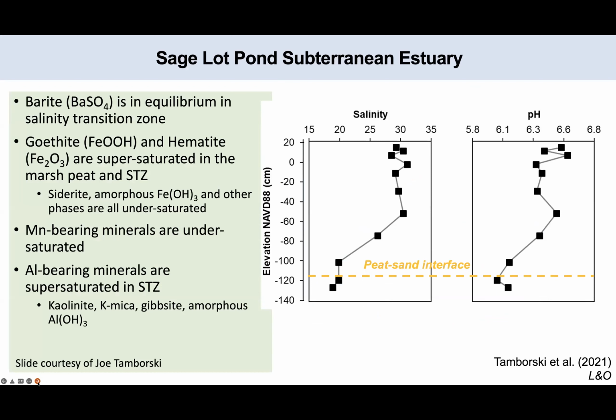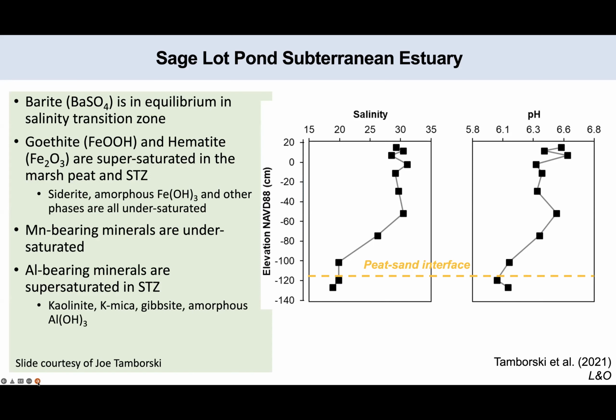He's been working with me on this, and we're looking at doing some FREAK modeling of the subterranean estuary with a particular focus on the trace metals. And so we're below barite saturation, or barite is in equilibrium at the salinity zone, but it's below saturation in the peat, and that's because there's a massive removal of sulfate in that region. And then those iron minerals, goethite and hematite, are supersaturated in the marsh peat.